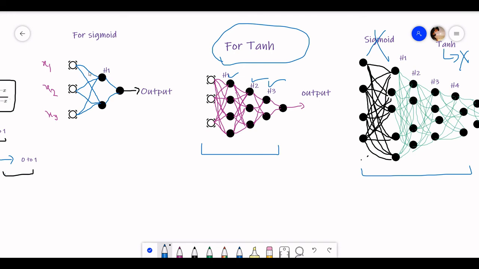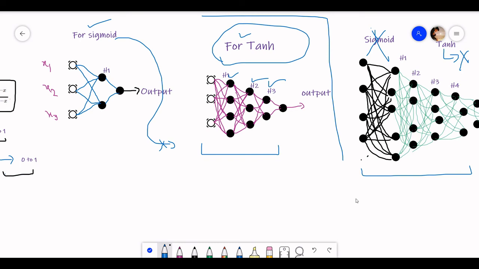In that case, we cannot use our sigmoid and tanh. If we use a sigmoid activation function here, it will show us a vanishing gradient problem, but we can use our tanh activation function. So both sigmoid and tanh activation functions have some limits in the work they can do.